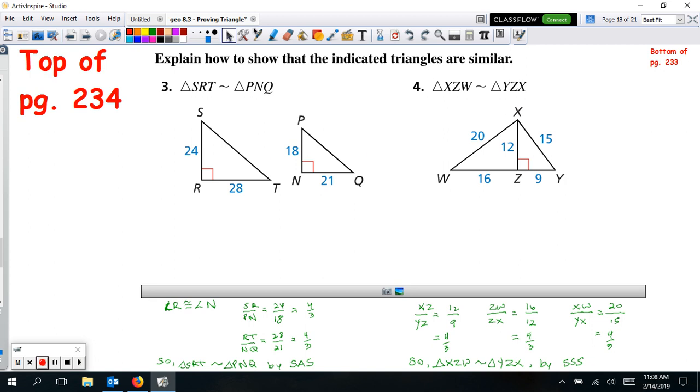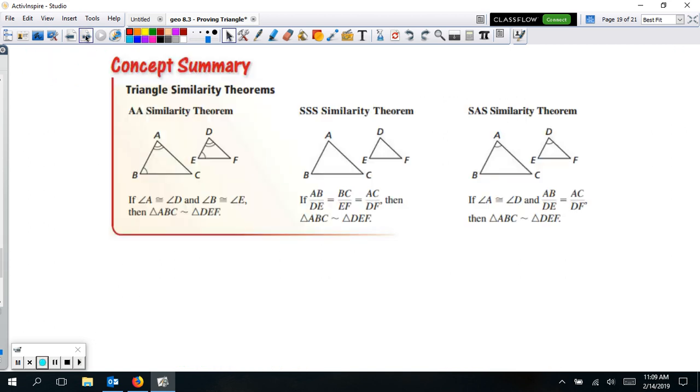And there is one more page I want to show you, which is just a quick little summary of the 3 triangle similarity theorems. These are the ones we looked at today, and also in 8.2 was the AA similarity theorem. So AA is if you have 2 angles in one triangle that are congruent to 2 angles in another triangle, then you can definitely say those 2 triangles are similar. You don't need all 3, you can just have 2. All you need is to show that 2 angles in one are congruent to 2 angles in the other.